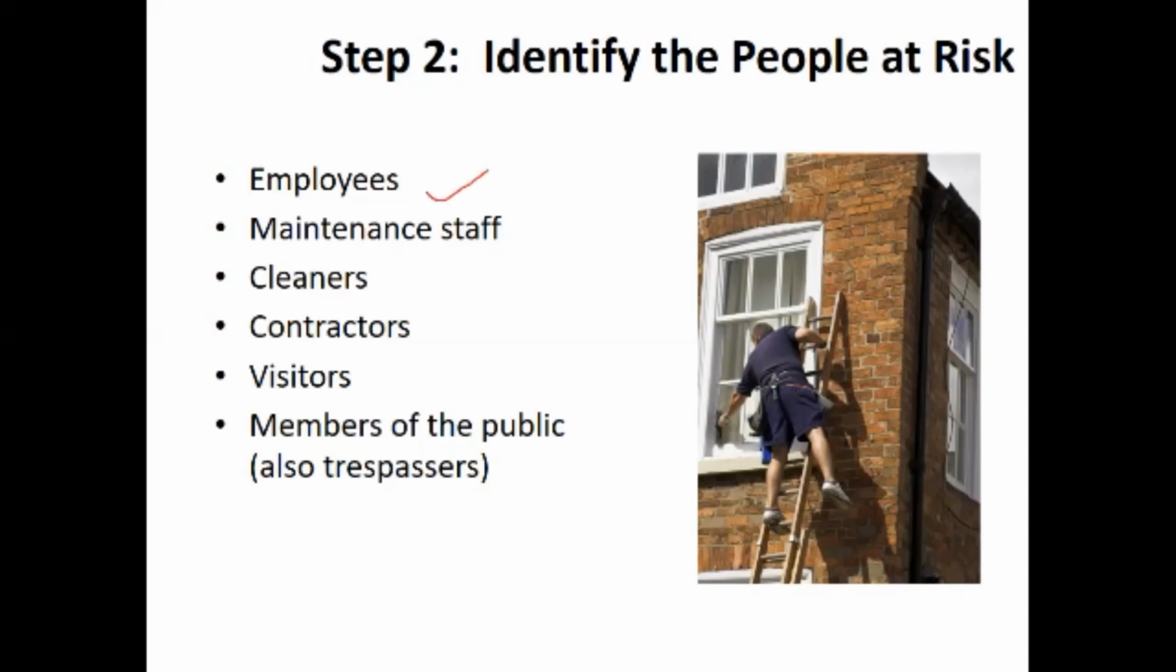The maintenance staff, some cleaners, and contractors who may visit the site, and some visitors also. The members of the public, sometimes passers-by, because at that location some guy may be moving, and unfortunately something falls. This is identifying the people at risk: employees, maintenance staff, cleaners, contractors, visitors, and some of the public.